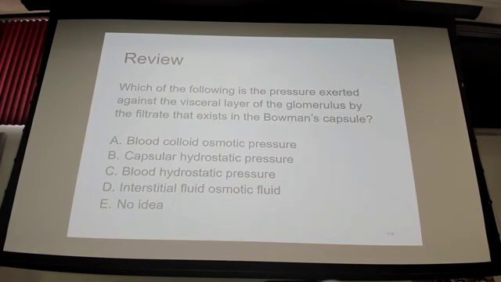All right. A couple of these and get you out of here. What's the visceral layer? All right, it doesn't matter if you don't know what the visceral layer is. This is asking what is the pressure exerted by the filtrate that exits into Bowman's capsule? Capillary hydrostatic? B. Capsular hydrostatic pressure. It's the pressure of the fluid that has been filtered out, pushing back in. Okay?